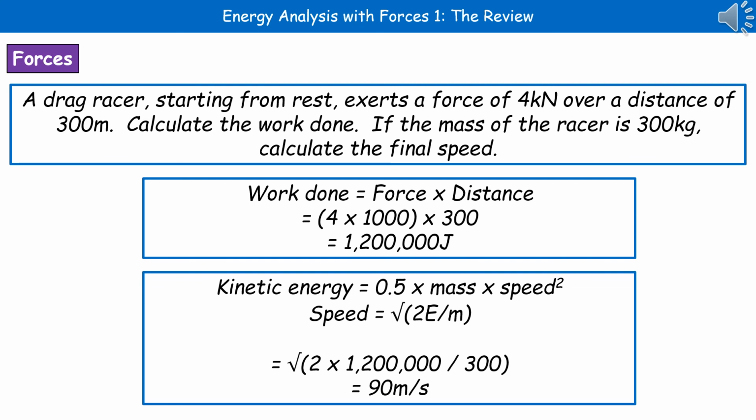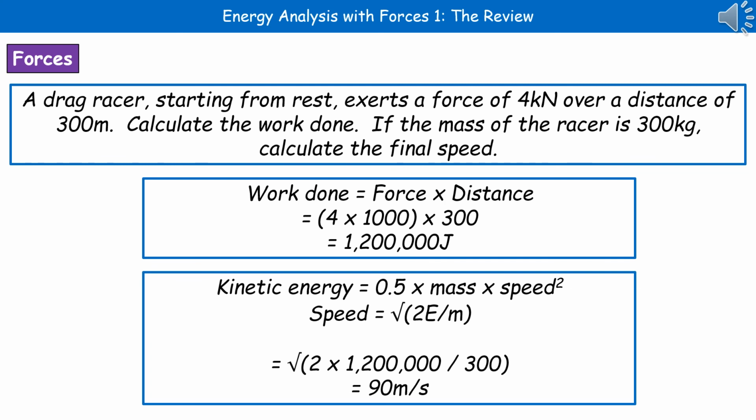So this is where we need to recall those equations that we've hopefully learned. Work done is force times distance. We can see our force is 4 kilonewtons, so 4 times 1,000 to give us newtons, and then times that by our distance of 300 gives us 1,200,000 joules.